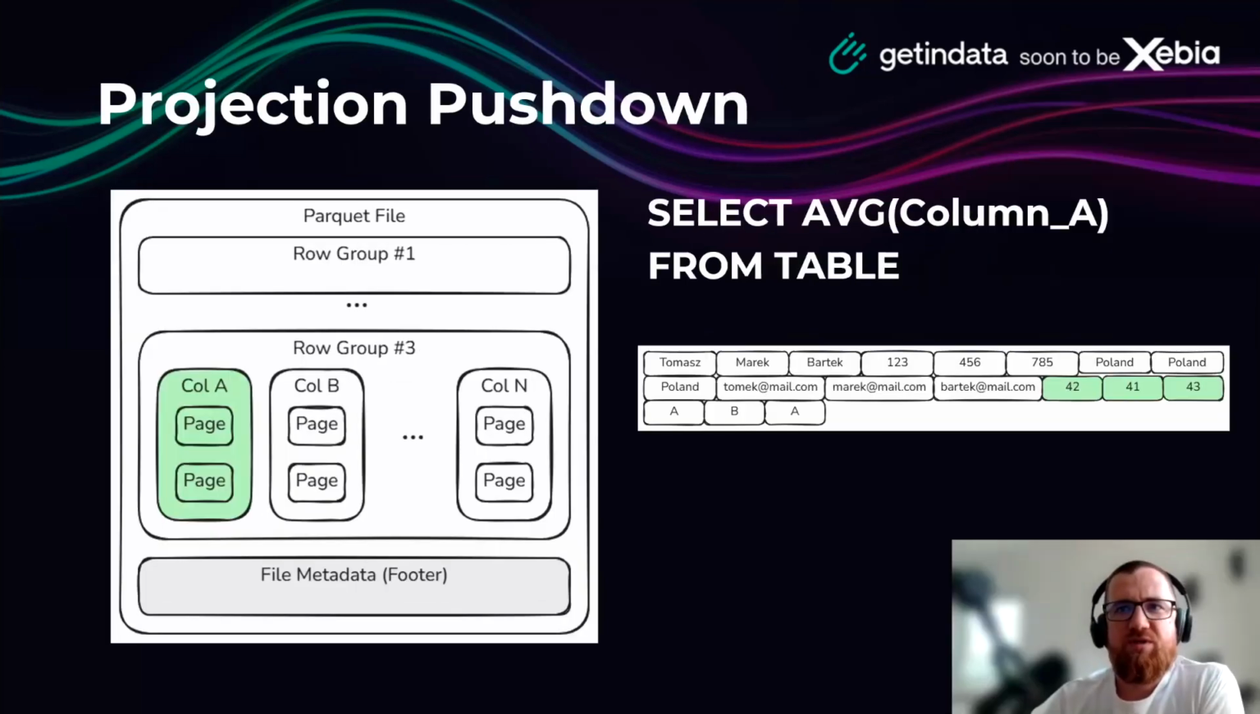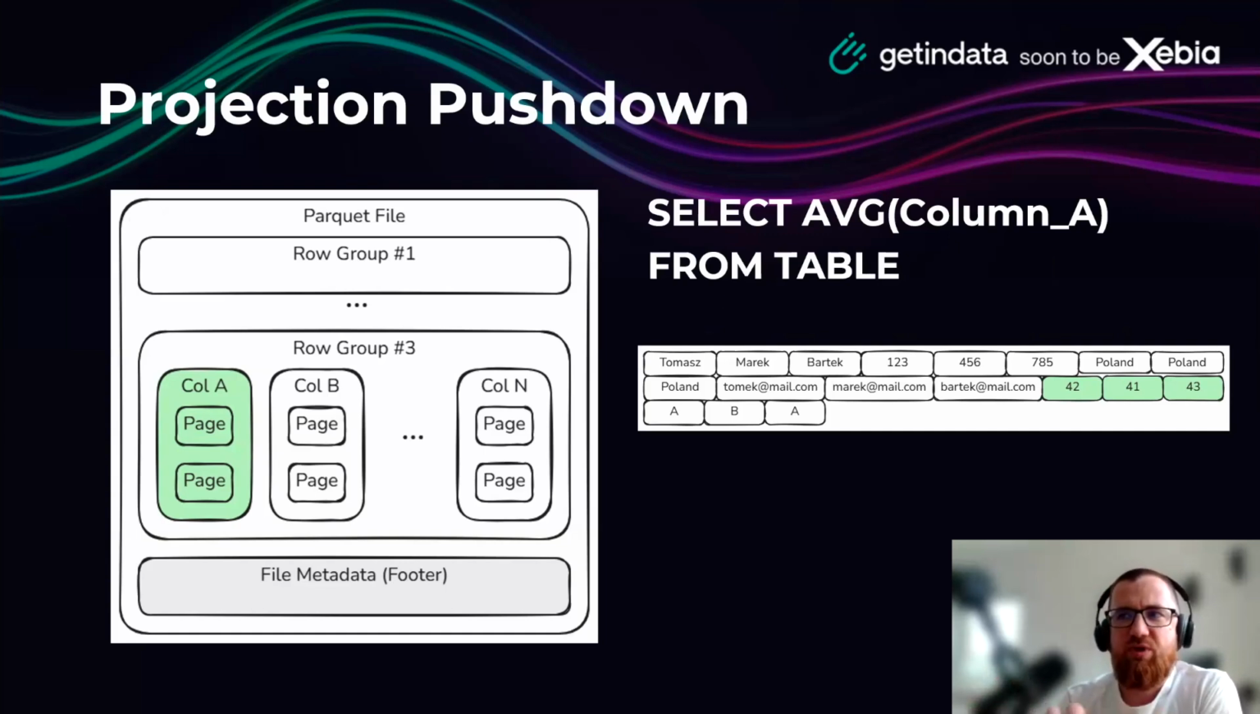Okay, but what benefits do we get from that? The first benefit, I think the most important, is the possibility of doing a projection pushdown. Projection pushdown is a situation where we know that only some of the columns will be required in our query, and we don't load the rest in our process. So for example, in this sample query, you see select average from column A. We already know that only column A is required.